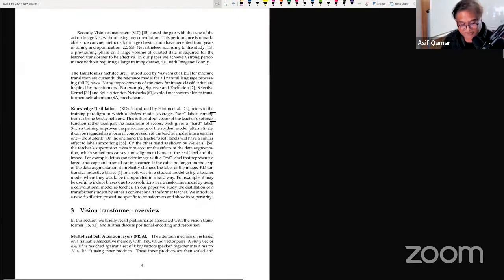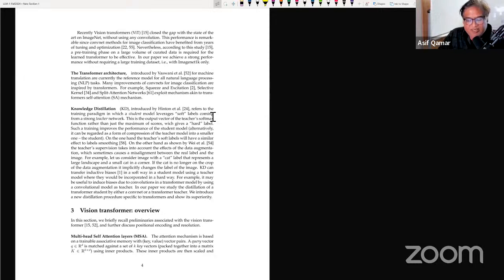Knowledge distillation. Okay, so let's look at this part. Knowledge distillation, KD, introduced by Geoffrey Hinton, refers to the training paradigm in which a student model leverages soft labels coming from a strong teacher network. In simple terms, the student tries to imitate the teacher, right? This is the output vector of the teacher's softmax function rather than just the maximum of scores, which gives a hard label. Such a training improves the performance of the student model.